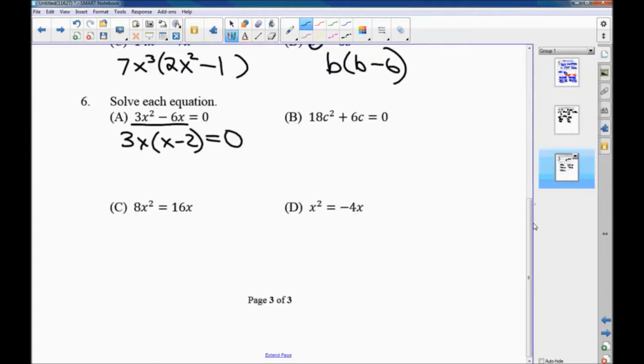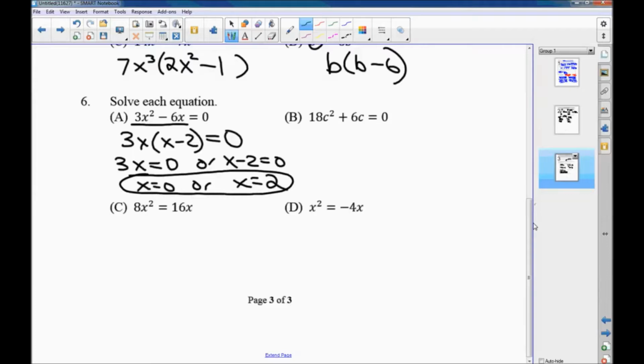Okay, and then we look at it and go, oh, we learned this trick, how to solve this on the first and second page. So this is two things multiply to make 0. So 3x could be 0, or x minus 2 could be 0. And that means x is 0, or x is 2. So here's an equation that we could not have solved before today if I'd given it to you, but now you can do. Okay. Second one, part B, same thing.